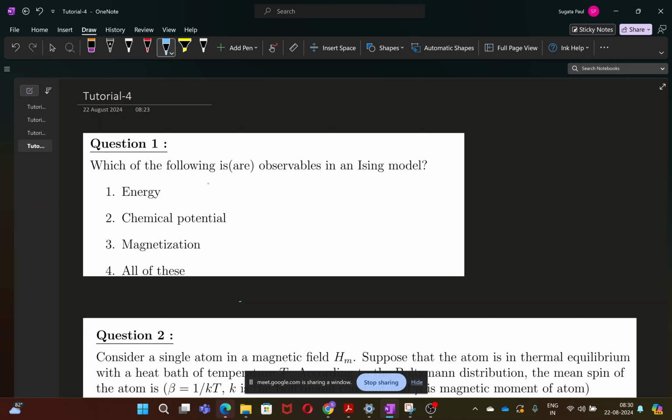It says: which of the following is or are observables in an Ising model. Four options are given. One is energy, second is chemical potential, third is magnetization, and fourth is all of this. You have energy, chemical potential or mu, magnetization, and the fourth option is all of this. The question is which of these options can be established as an observable in an Ising model. First I'll tell you the answer. The answer will be all of this.